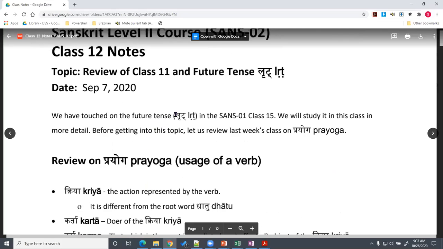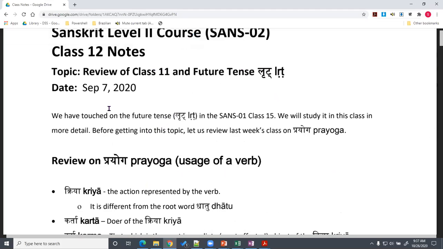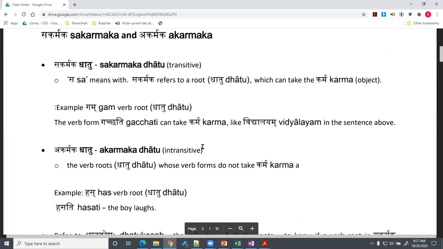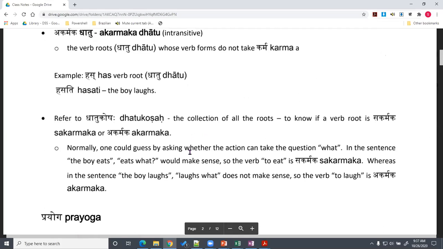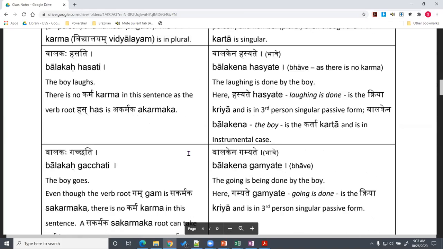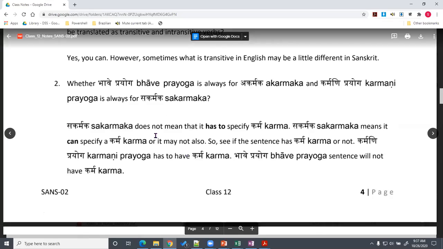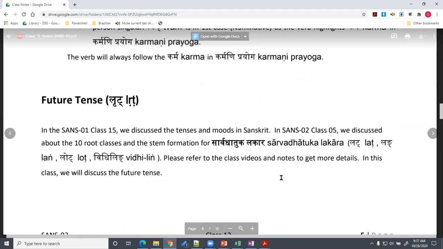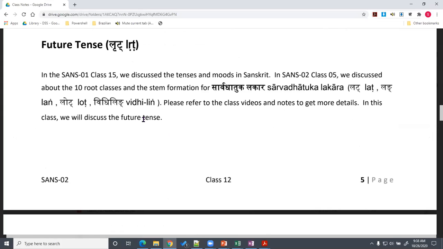Then we saw the future tense, lrt lakara, which is just a simple future tense. These two classes, 10, 11 and 12, if you go through the notes, will give you a pretty good idea of the passive voice and impersonal passive voice in Sanskrit.